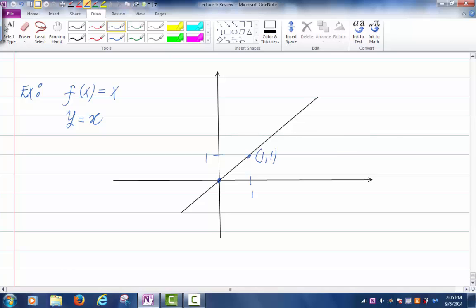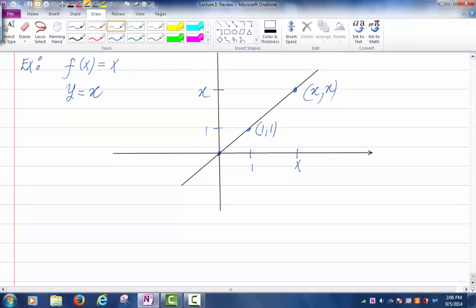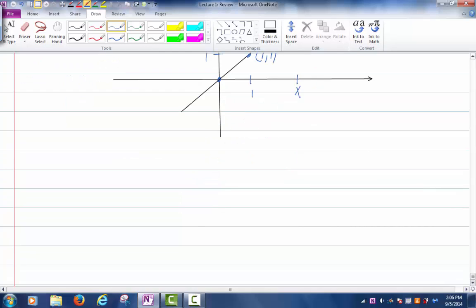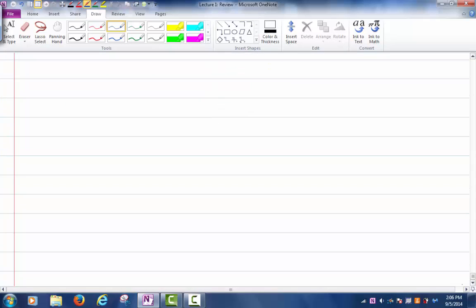If I pick another point, let's say here, and the corresponding input value is x, then what's the output value? This point is what? (x, x). Okay, so the graph of this function is just that straight line. So the height at any x is x, right? The height at any x is x.